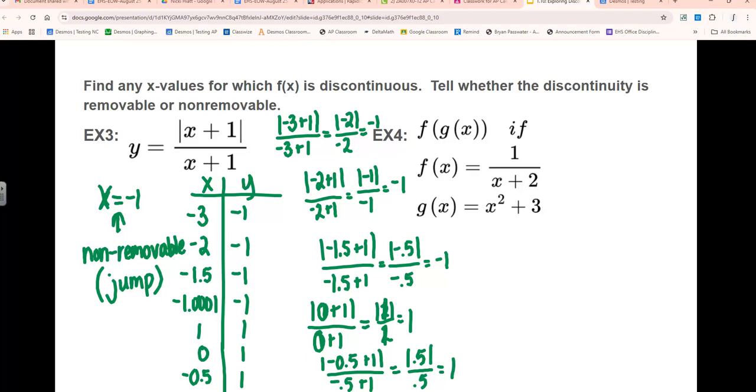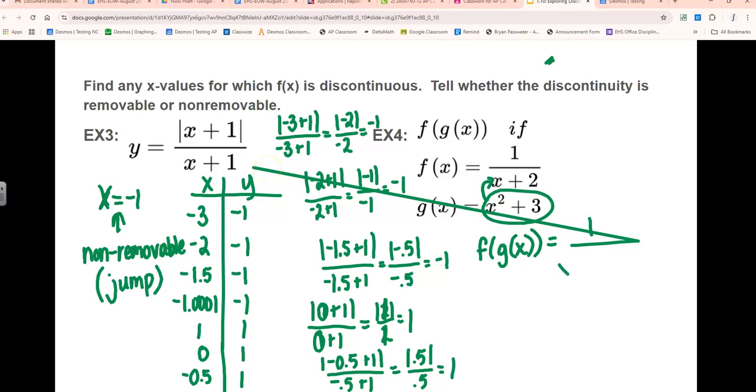Okay? All right, let's look at 4. 4 is a composition of functions. So it's wanting us to do f of g of x. We're taking g and we're plugging it in right here to our f function. So f of g of x is going to be 1 over x squared plus 3 plus 2. And we could simplify that a little bit by putting the 3 and the 2 together. So 1 over x squared plus 5.